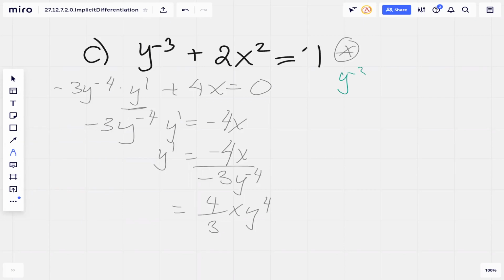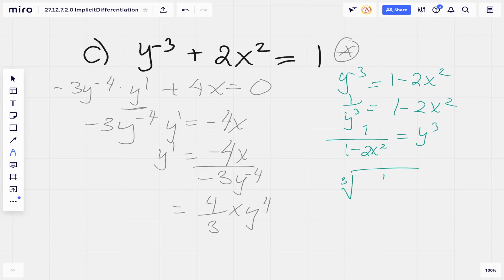Y to the negative 3 equals 1 minus 2x squared. This y to the negative 3 is actually 1 over y cubed. Okay, so let's cross multiply and bring the y into the numerator. Now we need to take the cube root of both sides. And this is our y.